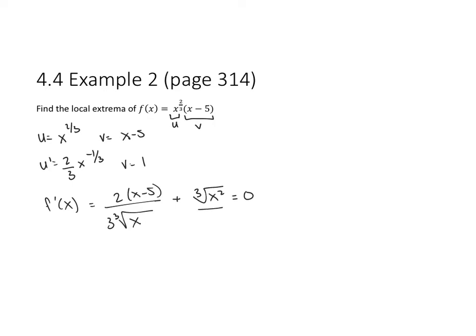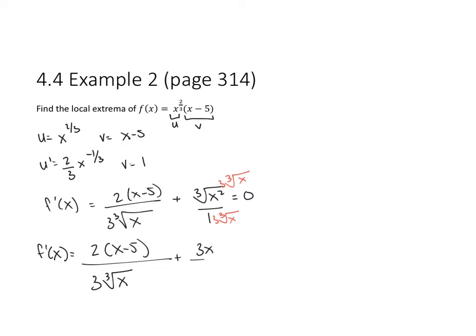So let's see, this is over 1. So I need to multiply the second fraction by 3 times the cubed root of x in both the numerator and the denominator. So I have 2 times x minus 5 over 3 times the cubed root of x, and then plus. Now I have x to the 2/3 and x to the 1/3. Well, that makes x to the 3/3. So 3 times x over 3 times the cubed root of x.